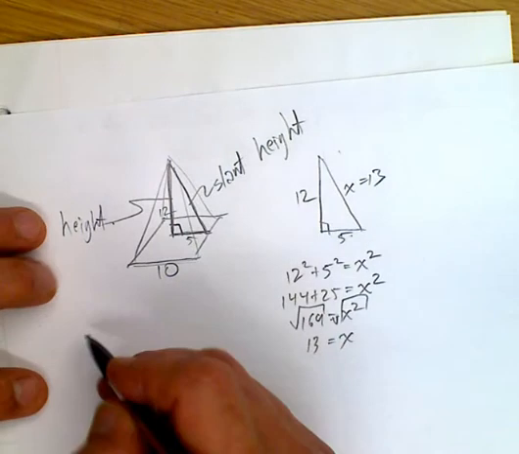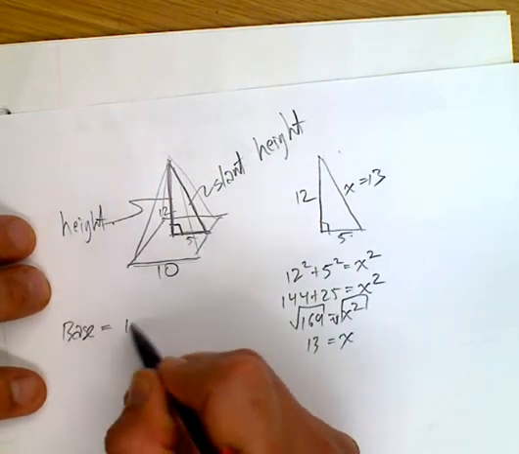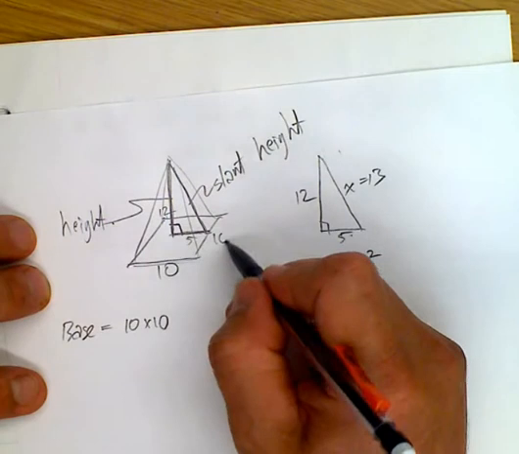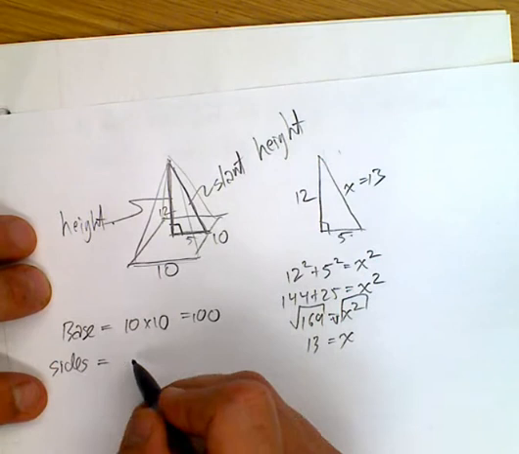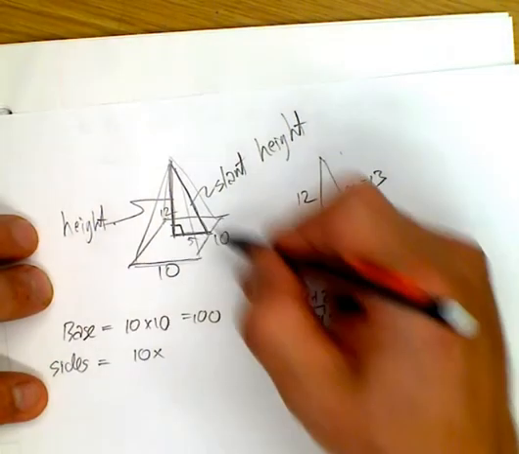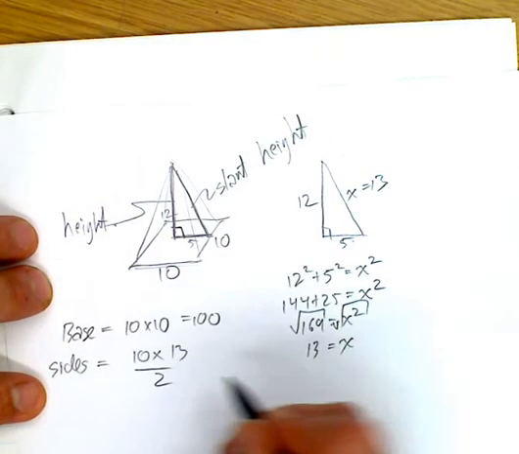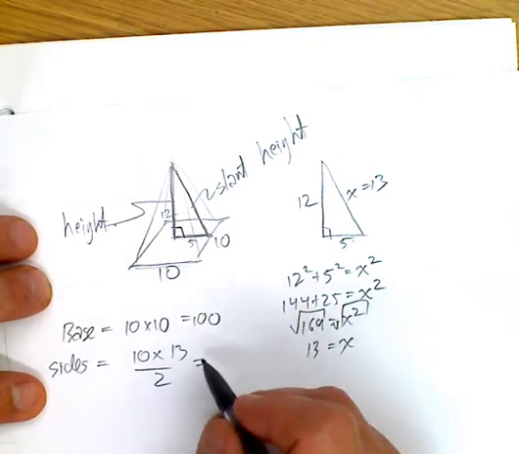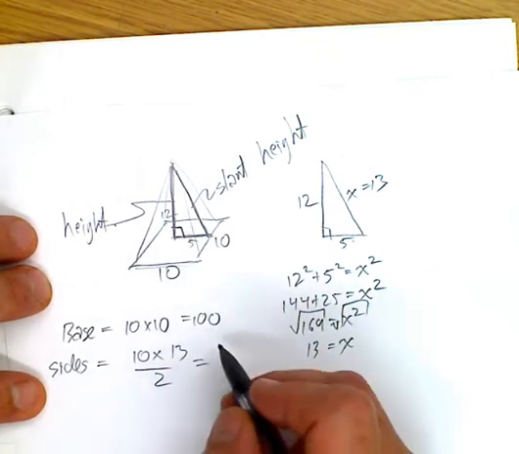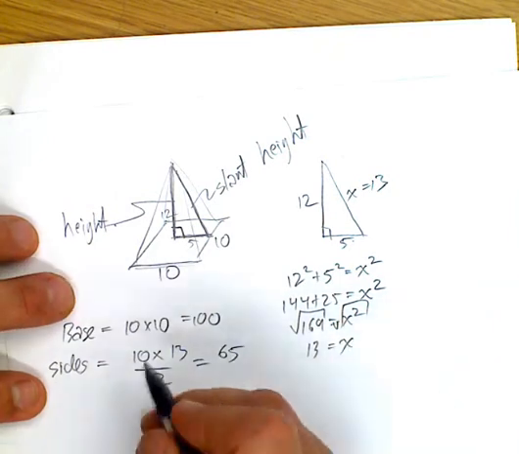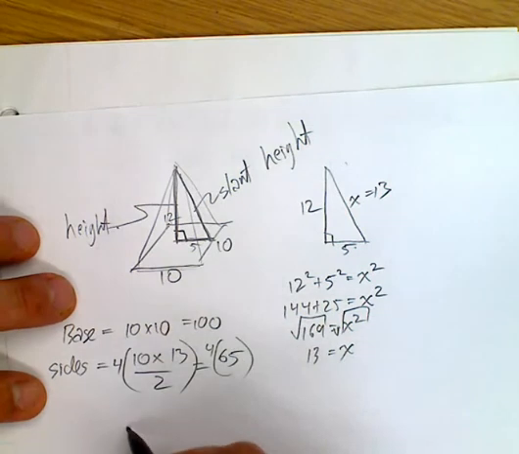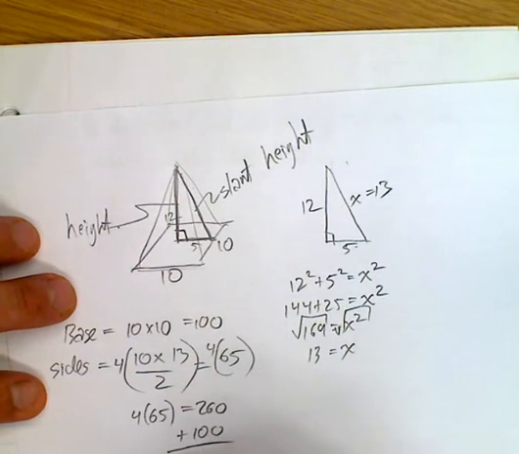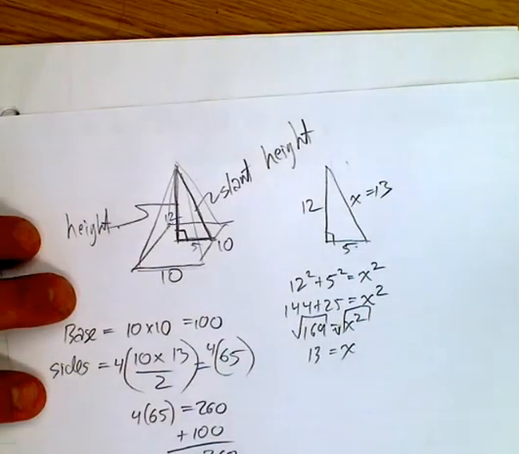So now the base in this case is going to be 10 times 10, because it's a square base, which is equal to 100. And then the sides: you have the base, which is 10, times the slant height, which is 13, divided by 2. That's 130 divided by 2, which is 65. And you have 4 of these, right? Because you've got 4 sides. So 4 times 65 is equal to 260, plus the 100, you have a total surface area of 360 units.